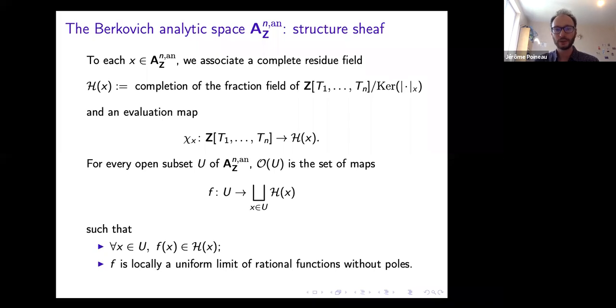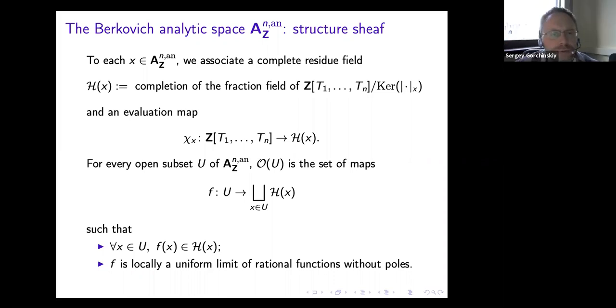Okay, and now you can use those evaluation maps to define the functions. So it goes like this: for any open set of the Berkovich space, analytic functions are some recipe that associates to any point x of the open set an element f(x) in H(x). And then you remember that you are in some analytic world, you want to add some analytic condition, and you require that f is locally a uniform limit of rational functions without poles.